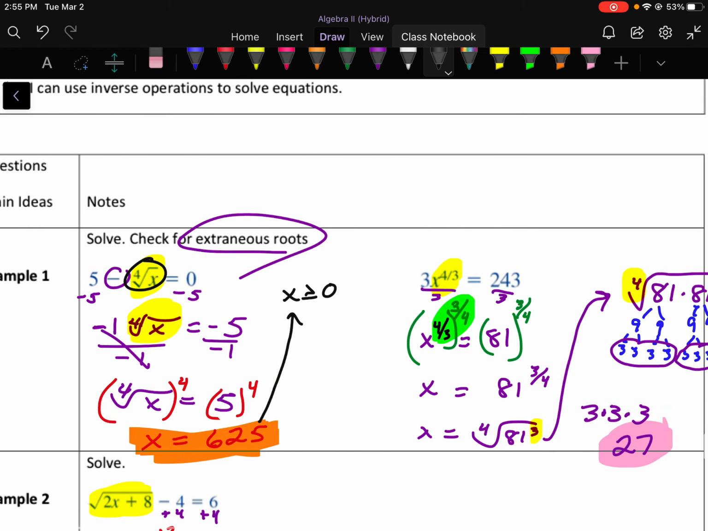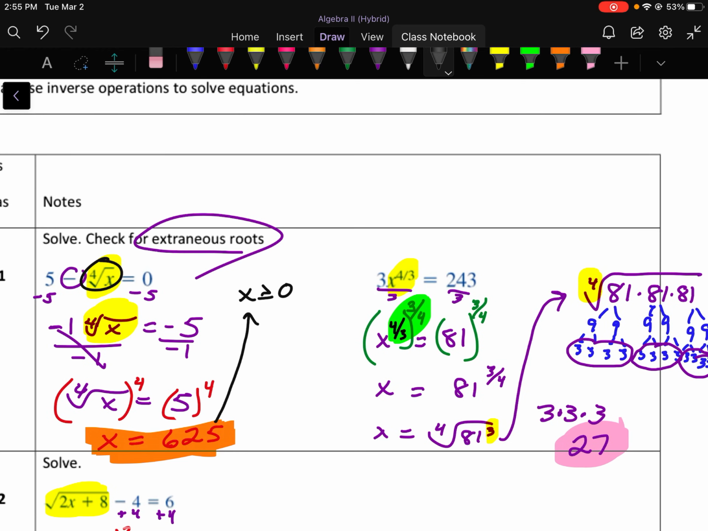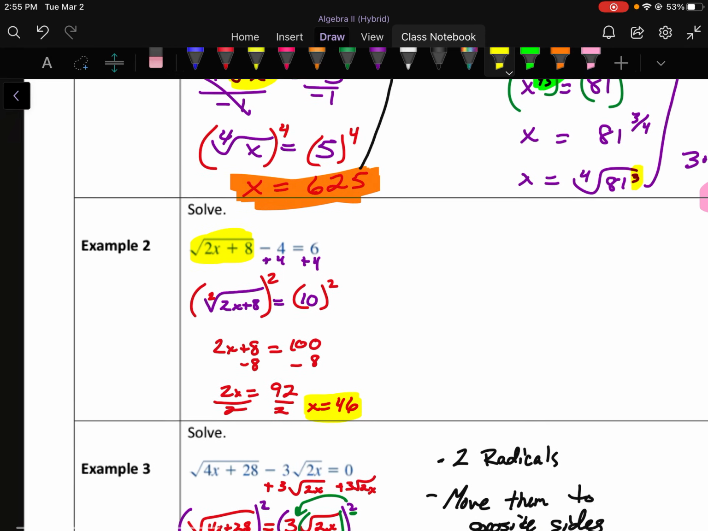In this case, if you were to rewrite this, this would be 3 and then the third root of x to the fourth. When your index is odd, nothing to worry about. You can take the odd root of any number, negative, positive, doesn't matter. So you have nothing to worry about here as far as extraneous solutions are concerned.